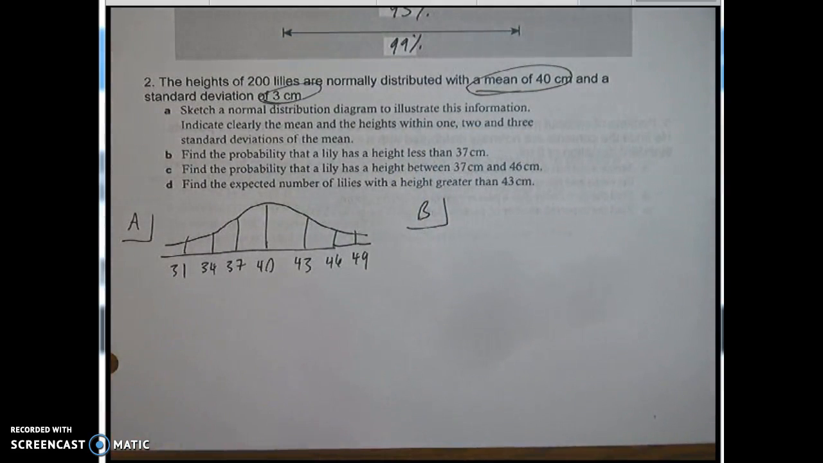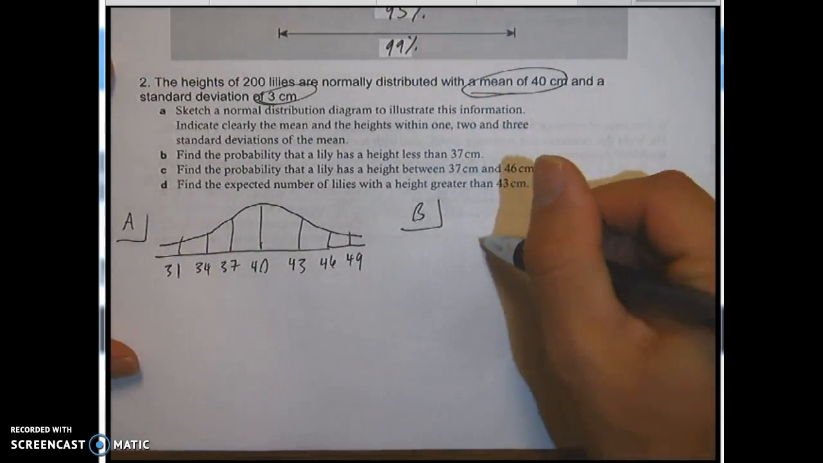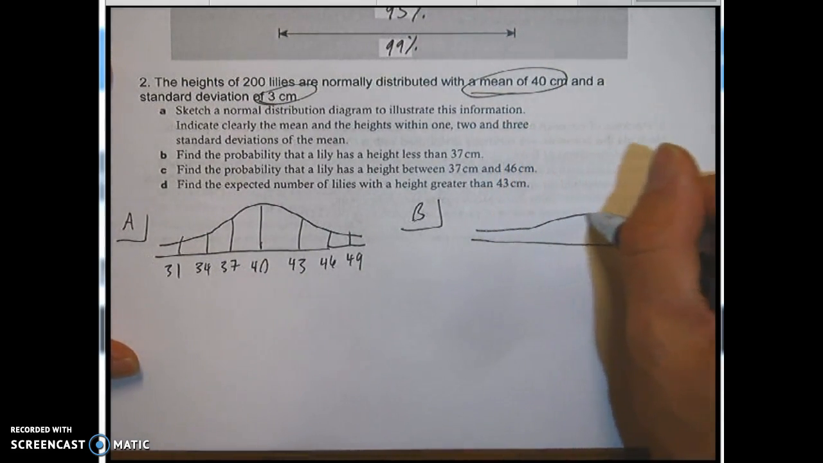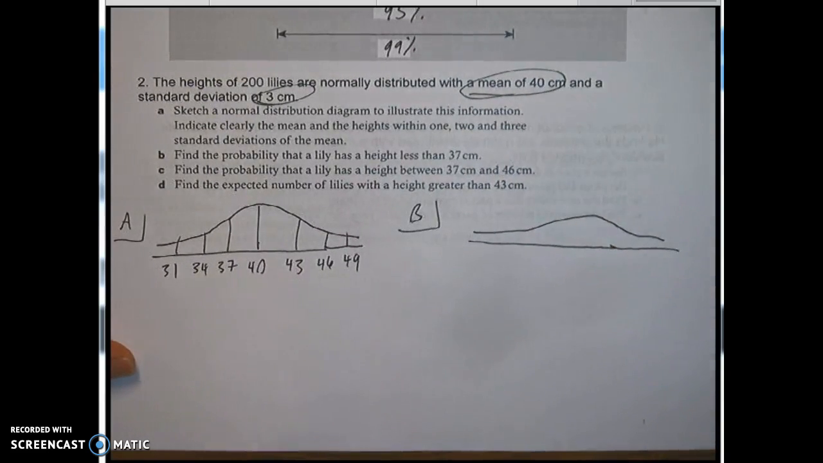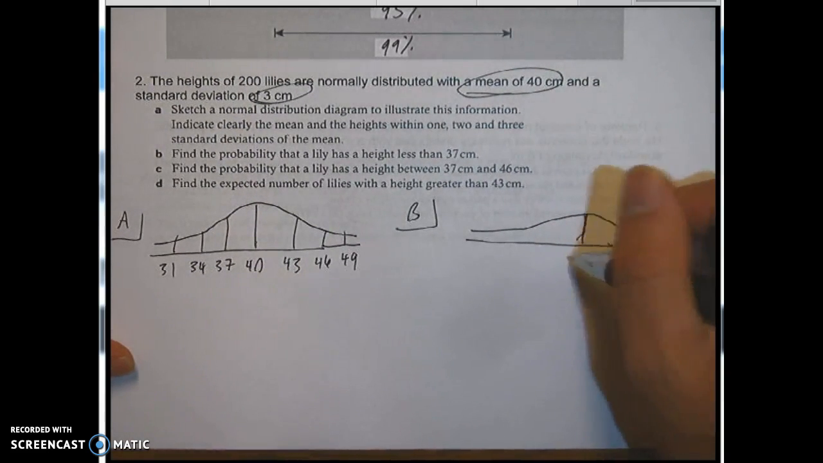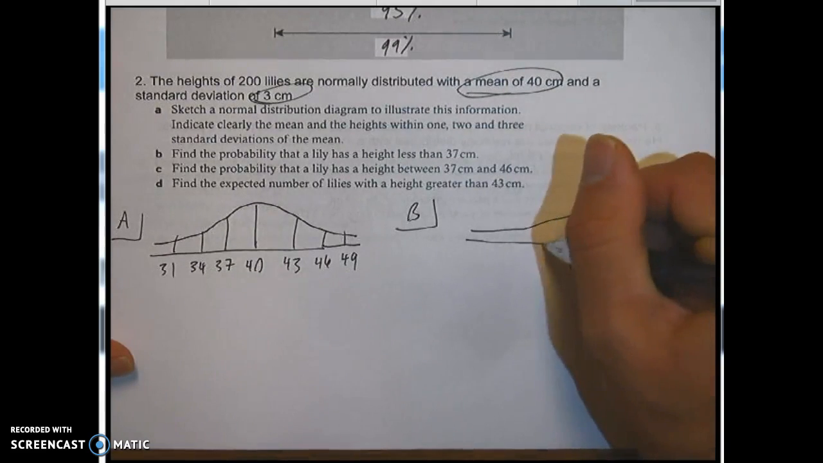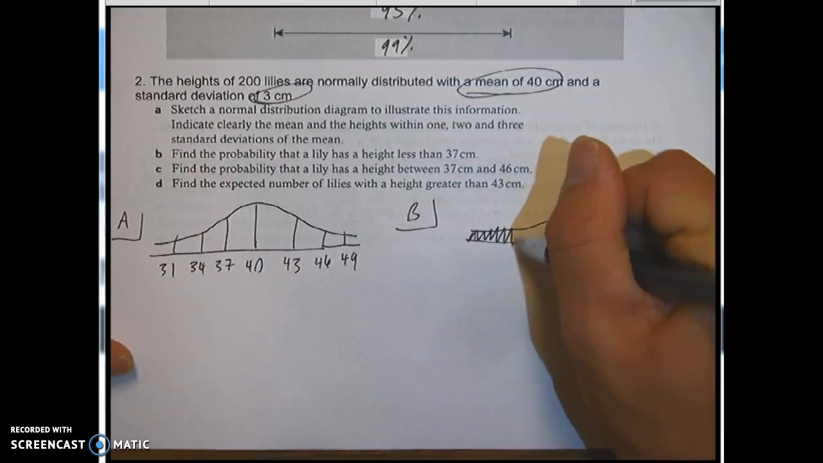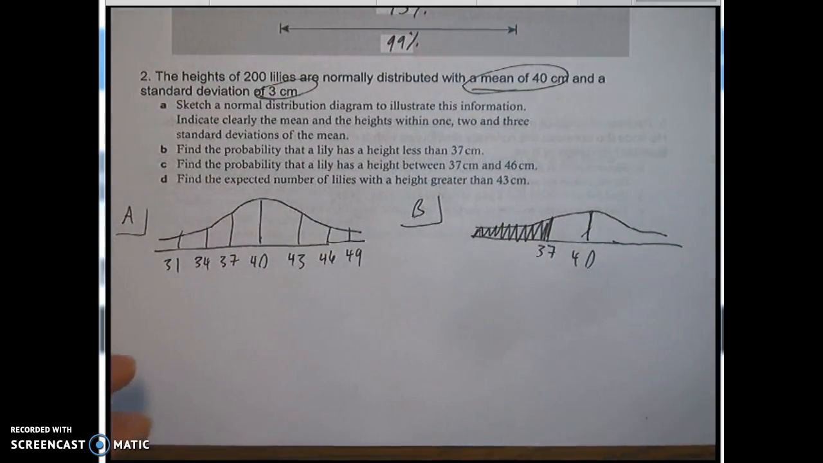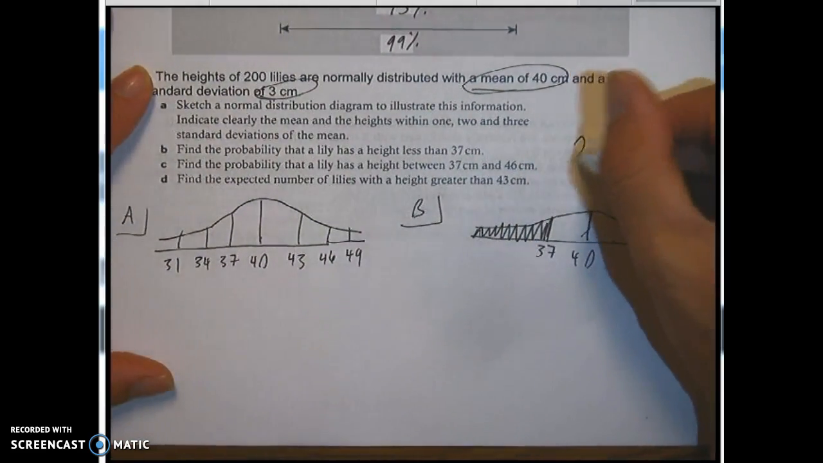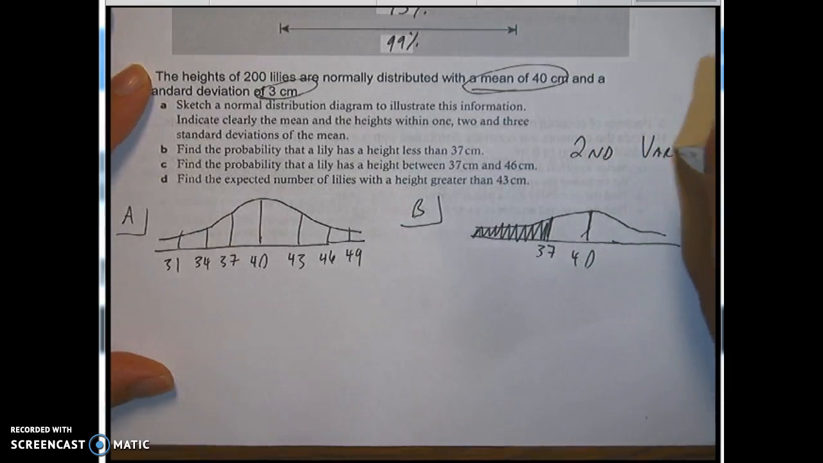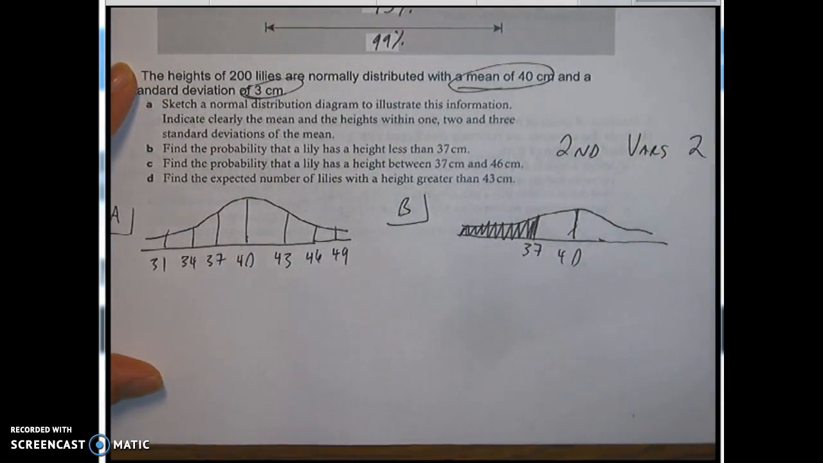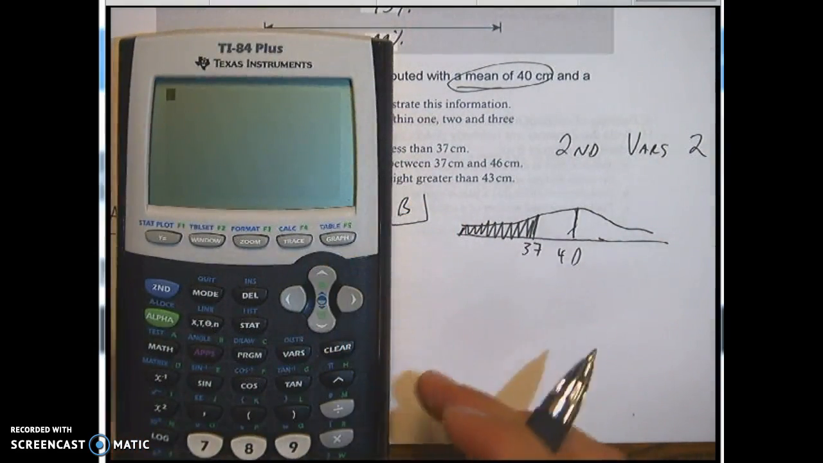I've got a curve here, and now that I know some things about this curve, I can start answering questions about it, like the probability that a lily has a height less than 37 centimeters. I like to start with another picture. So here's my mean of 40, here's 37, and less than is to the left, so that's all this stuff right here. In my calculator, I'm going to use second vars 2 to do this calculation.